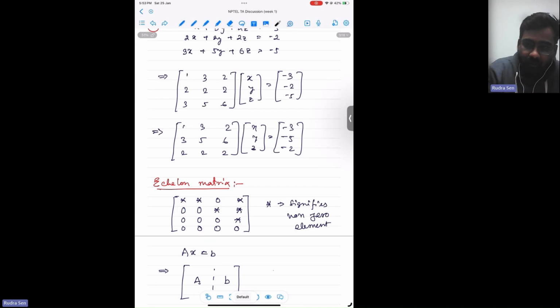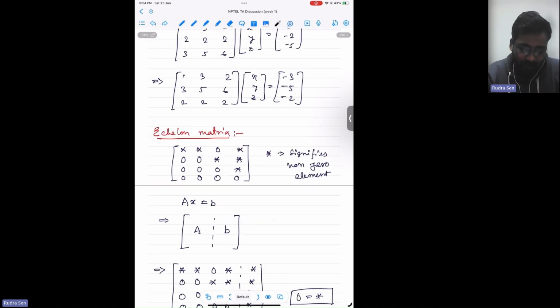The first non-zero element of the second row should start from the second column. It may start from the third column as well. If it starts from the third column, then in the third row the next non-zero element should lie in the fourth column. That means the elements below the first non-zero element of a particular row should always be zero. This should happen. If it does not, then it is not considered an echelon matrix.